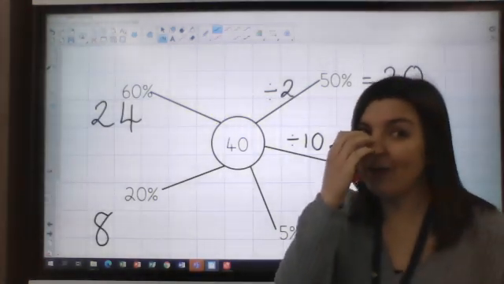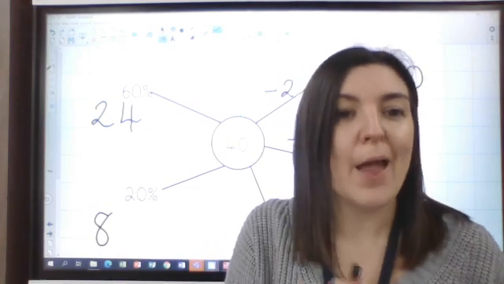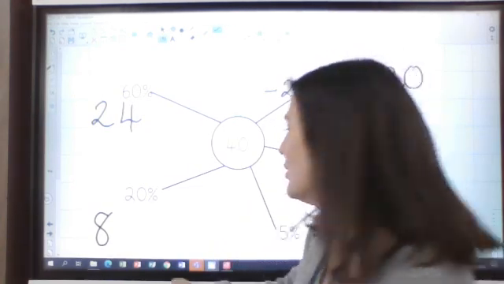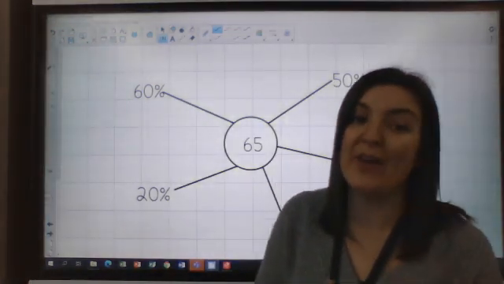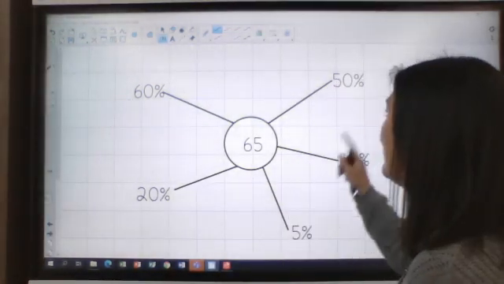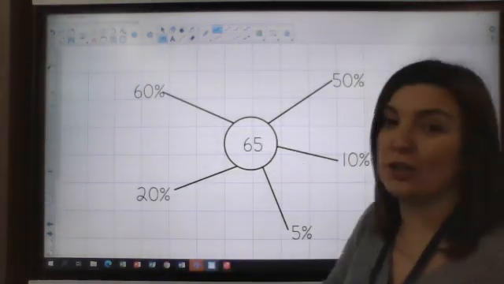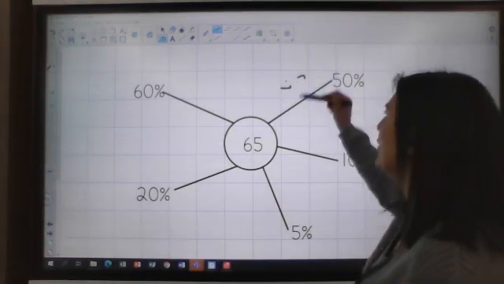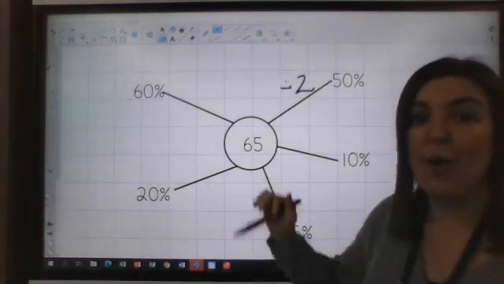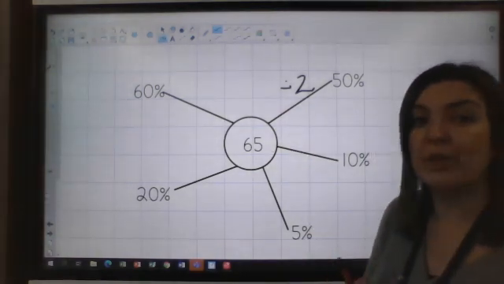Okay? So I've got another one that we're going to do together, and then I've got a couple for you to try before you do your work in your books. So this one then, this time I've got 65. Remember, we might have some decimals on this one because it ends in an odd number. So remember, 50% is the same as half, so we divide by 2. So half of 60 is 30, half of 5 is 2.5.